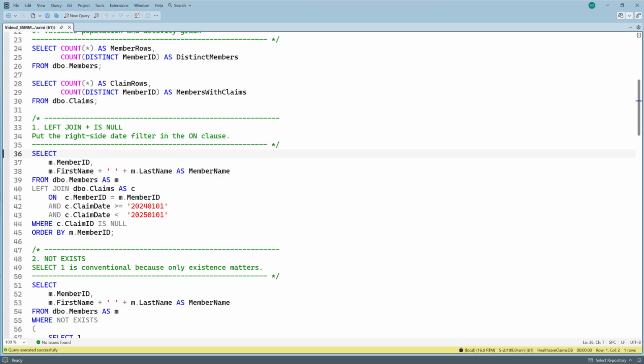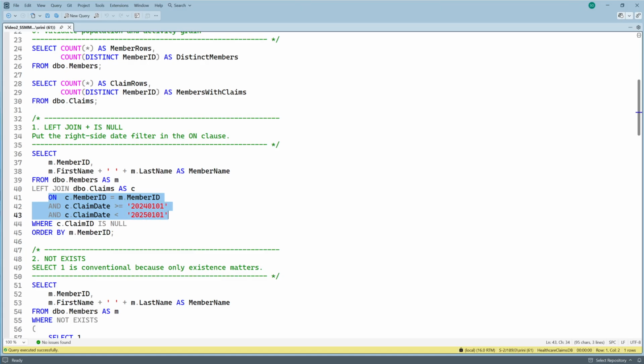Now let us use the first anti-join pattern. Left join plus is null. The members table stays on the left because it defines the complete population. The claims table is on the right because it contains the activity we are checking for. Notice that the 2024 date is filtered inside the on clause.